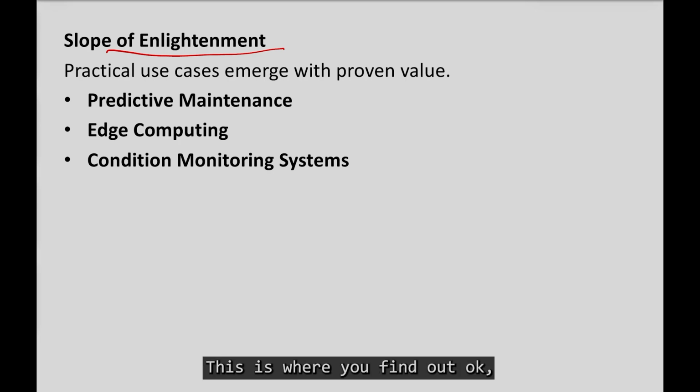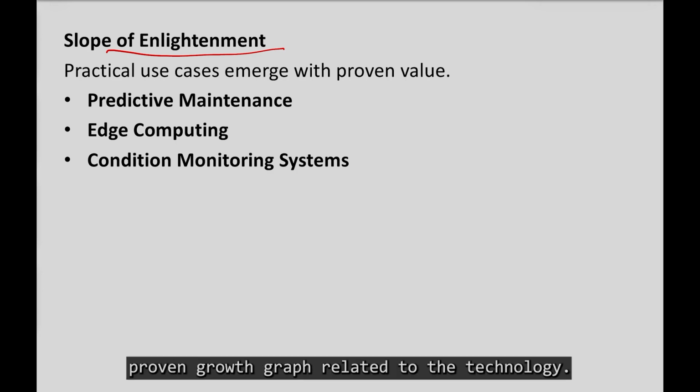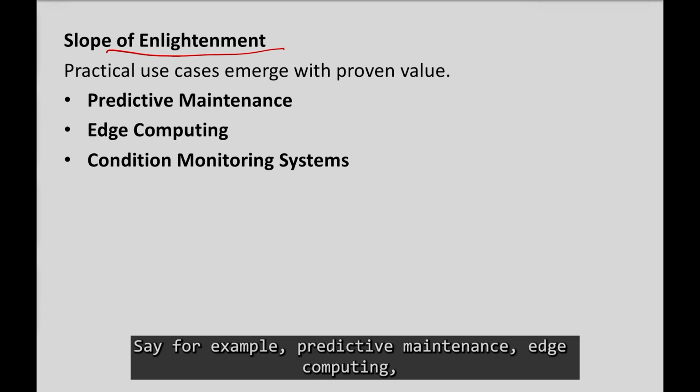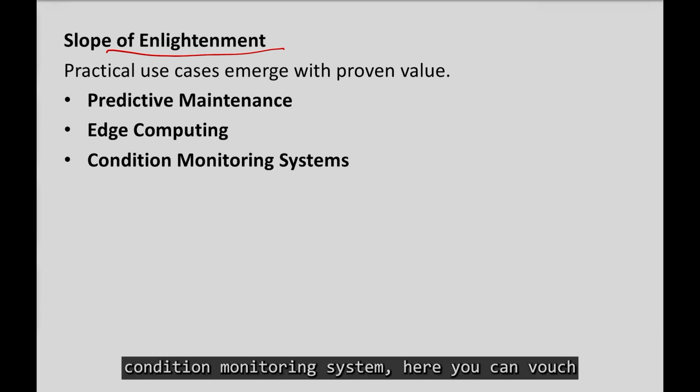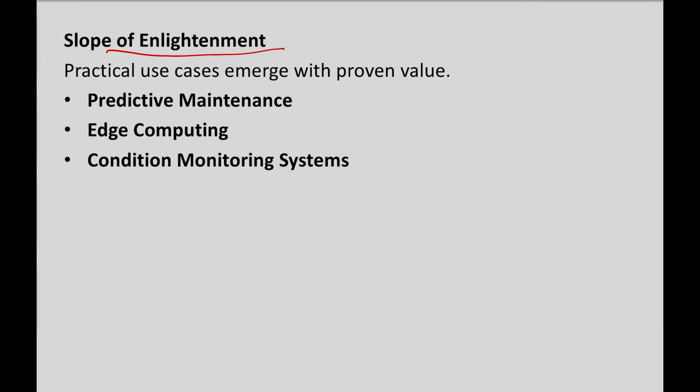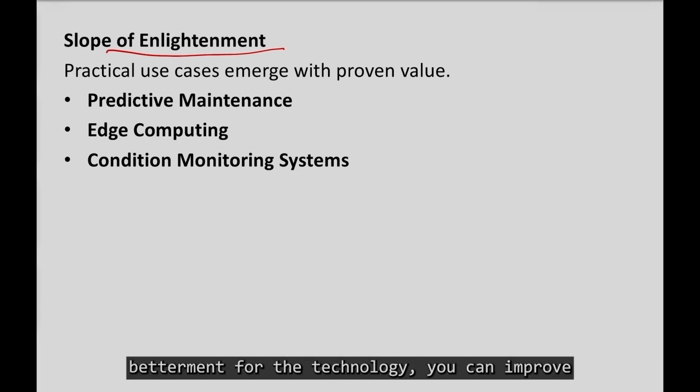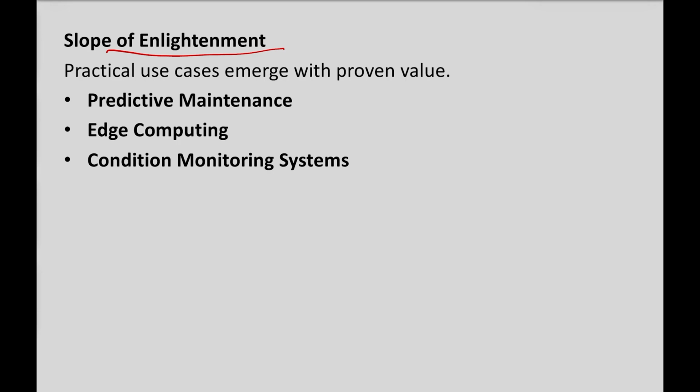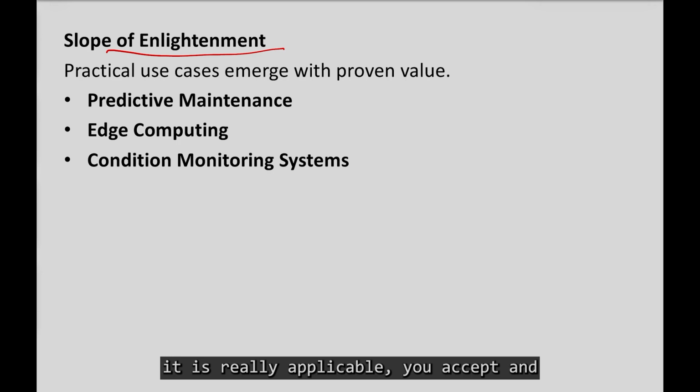This is where you find out how the technology will work. You have proven results there, you have a proven growth graph related to the technology. Say for example, predictive maintenance, edge computing, condition monitoring systems. Here you can vouch for the technology. Predictive maintenance, oh yes, it is possible, it is prevalent. You can also improve the technology, but it is prevalent. So that is the slope of enlightenment. You find out this technology is really applicable, you accept it, and other industries start to accept or implement it in their industry.